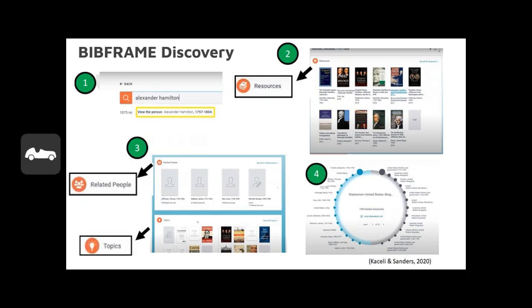There is a link directly below that gives the patron the option to view the person. When the patron clicks this link, they are then presented with a screen showing the available resources related to Alexander Hamilton as shown in image 2. Scrolling down from the same screen, you see links for related people and topics associated with Alexander Hamilton, image 3. Image 4 is a context wheel which patrons get if they click on the circular button in the very upper corner of the screen as shown in image 2.